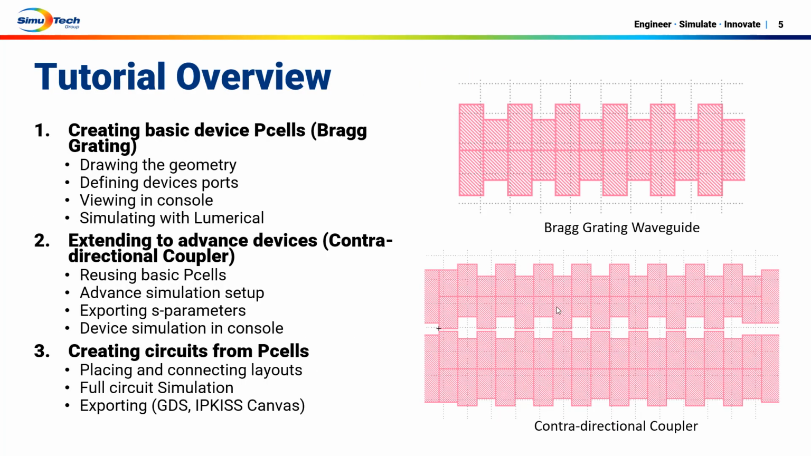In this video series, we'll give a quick overview here of the contents. We'll split into three parts, parts A and B and C. So in part A, we'll create a basic P cell device. It'll be using a Bragg grating straight waveguide as a demonstration.